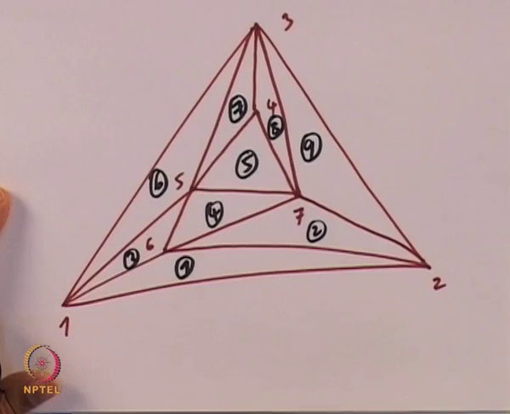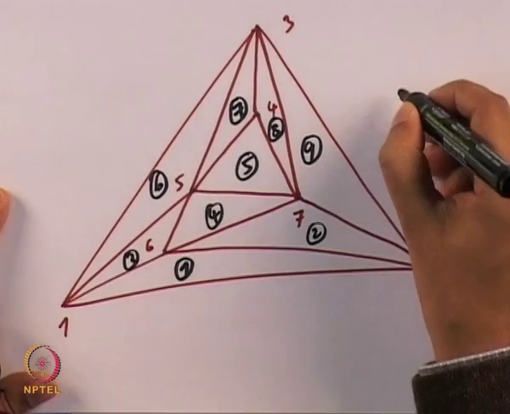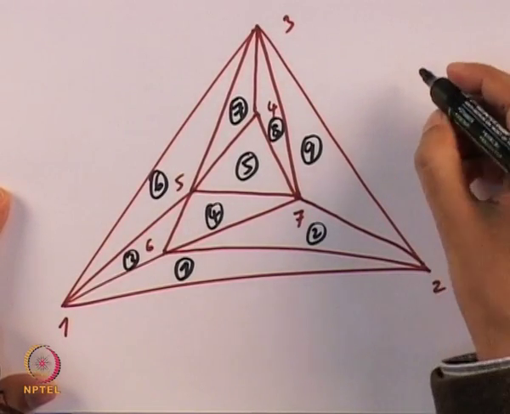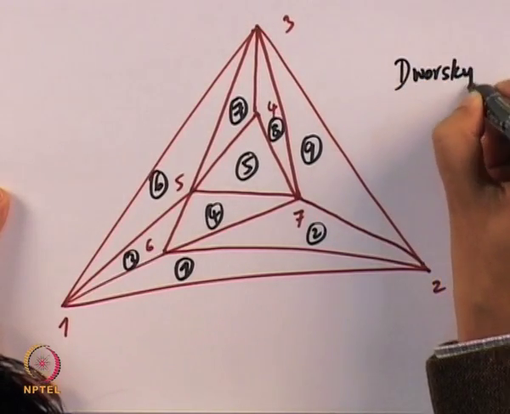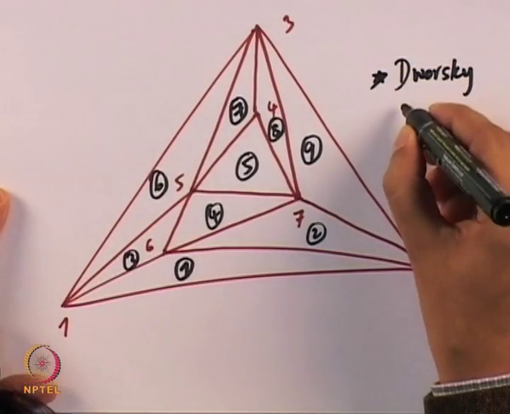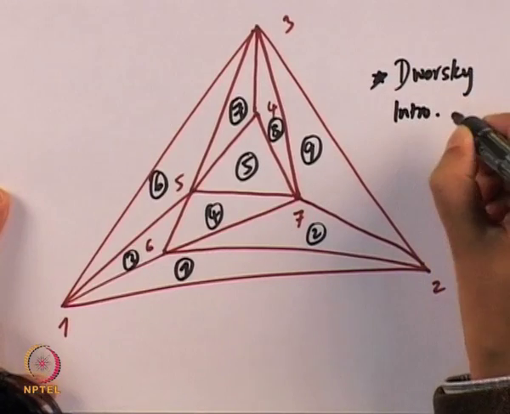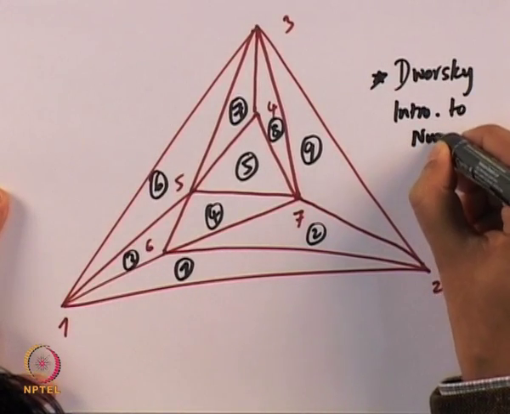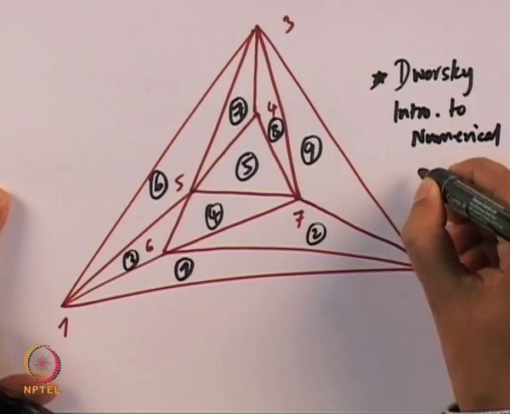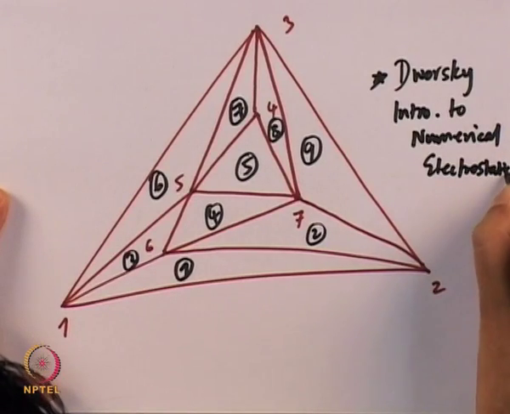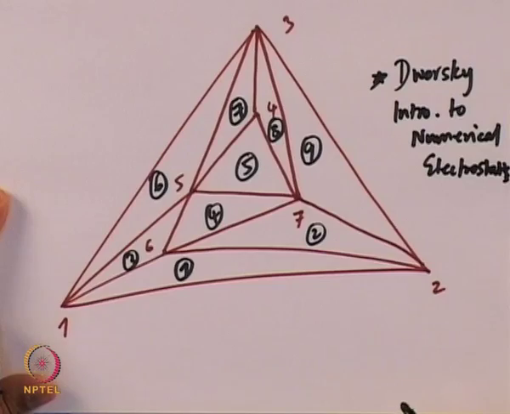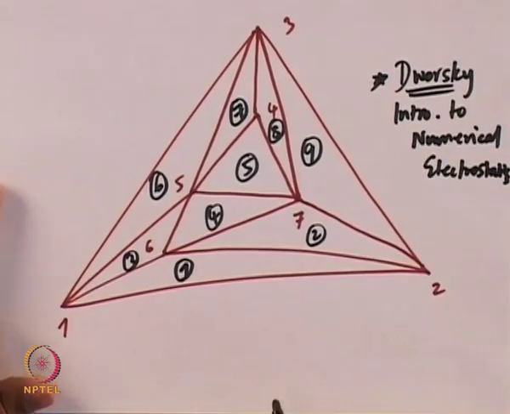So I am taking this problem from a very classical textbook. It's An Introduction to Numerical Electrostatics by Lawrence Dvorsky. So the source of this problem is Dvorsky, An Introduction to Numerical Electrostatics Using MATLAB. So I encourage you to try also other problems from this book.